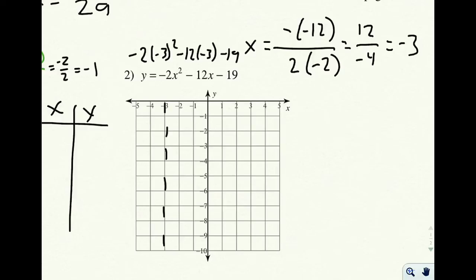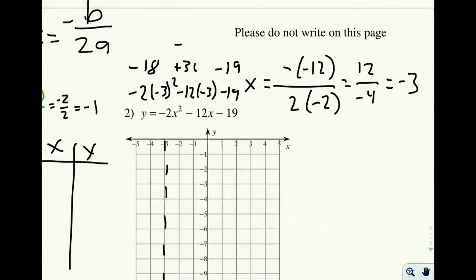And -3 squared is +9. +9 times -2 is -18. Here I have 12 times 3, both are negative, so it's going to be a +36. And then I have minus a 19. And if I add those all up together, it comes out to be -1. So I'm going to have my go back 3, go down 1, and that's for my vertex.